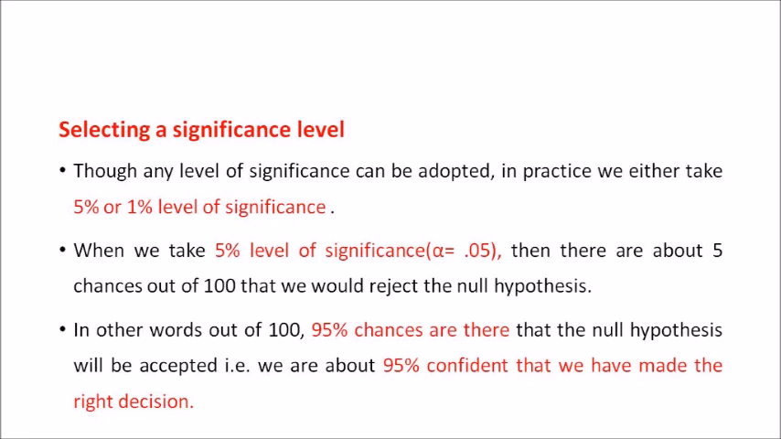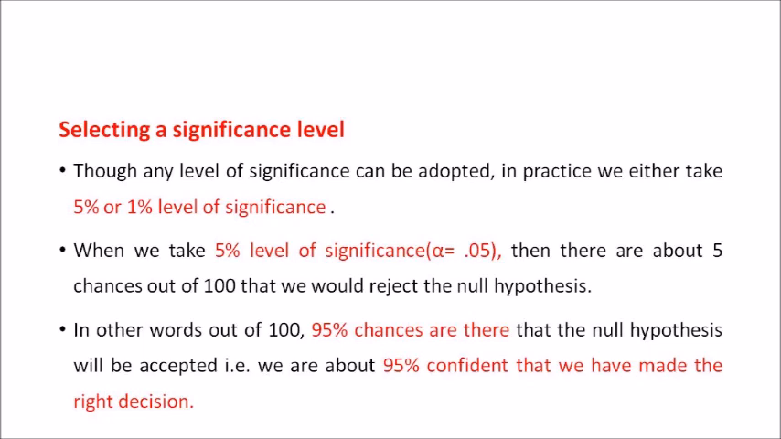Though any level of significance can be adopted, in practice we usually take 5% or 1% levels of significance. So when we take a 5% level of significance, that is 5 by 100, that is 0.05. It is denoted by alpha, so alpha equals 0.05.